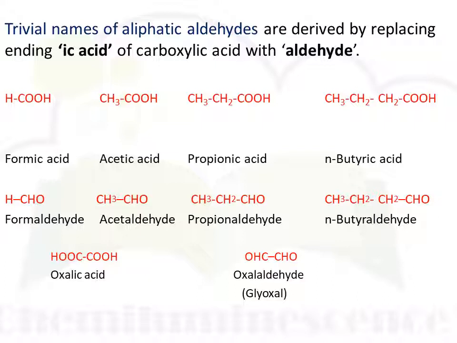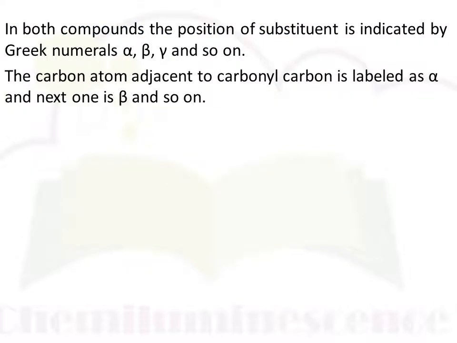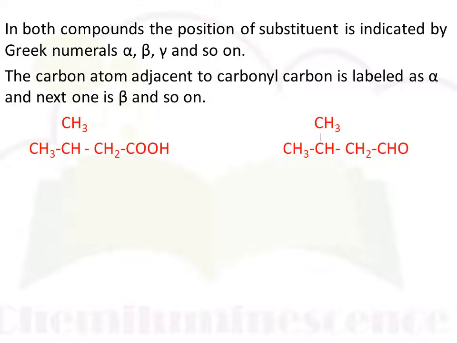Let's see the next case, when a branch is present in the side chain which is bonded to the functional group of a carboxylic acid or an aldehyde. In both compounds, that is in aldehydes and ketones, if substituents are present on the side chain or branching is present on the side chain, then the position of the substituent is indicated by Greek letters alpha, beta, gamma and so on. The carbon atom adjacent to the carbonyl carbon, that is next to the carbonyl carbon, is labeled alpha, and the next one is beta, and so on. Let's see with the help of an example.